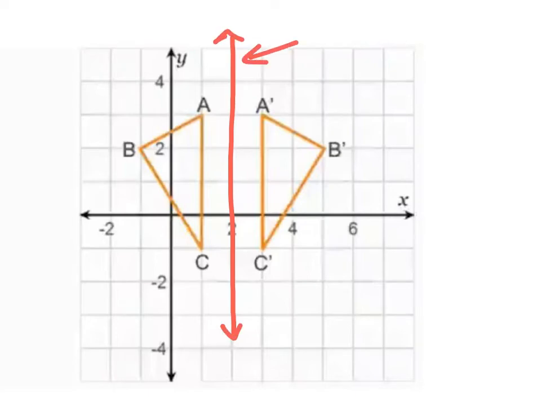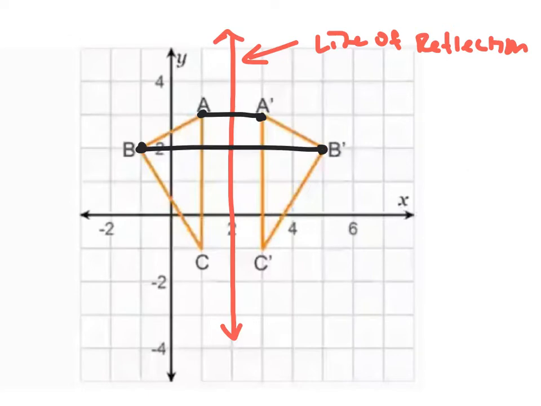And I'm going to label this my line of reflection, okay? That's the first thing. Now, my line of reflection, we'll talk about that in a second. Let's take a look at points A to A prime. Let's draw that line. Let's draw the line from B to B prime, and let's draw the line from C to C prime, okay? Notice that each of my midpoints are actually on my line of reflection.